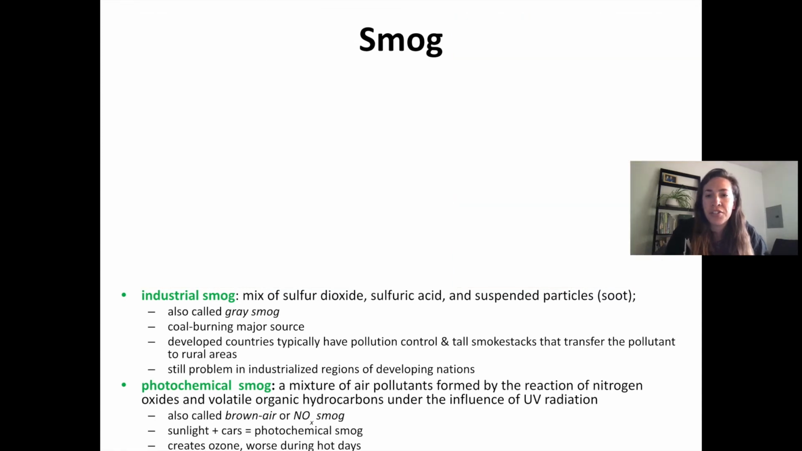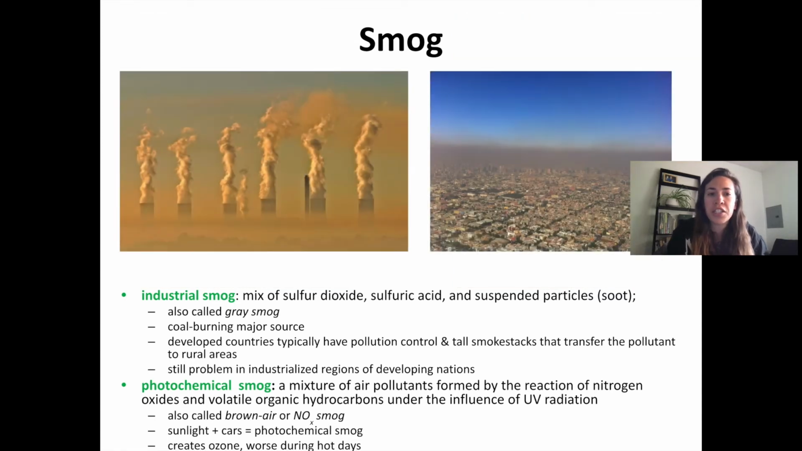So here's some pictures to show you. Usually industrial smog we can see very specifically associated with a point source, so a specific smokestack. Photochemical smog, on the other hand, tends not to have any point sources and is found just in the air from all of the activities that are going on and all of the transportation that is happening.